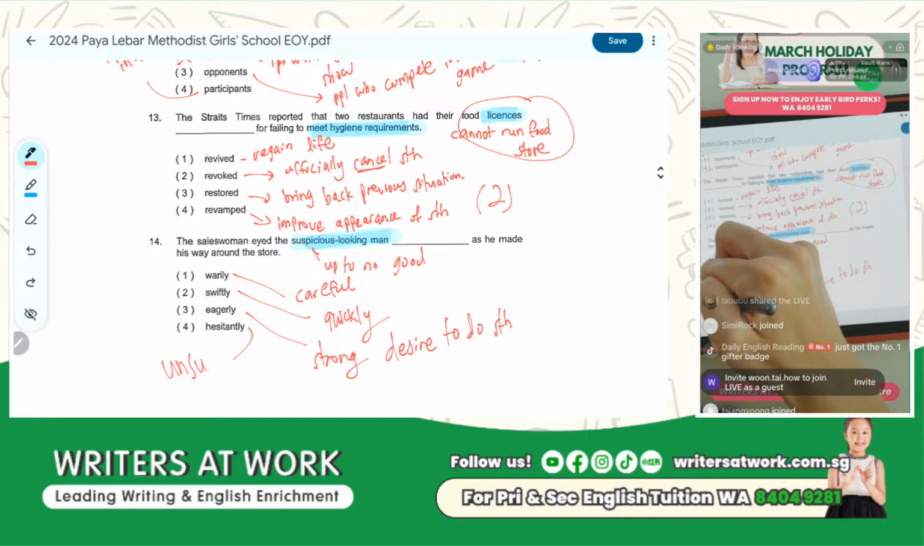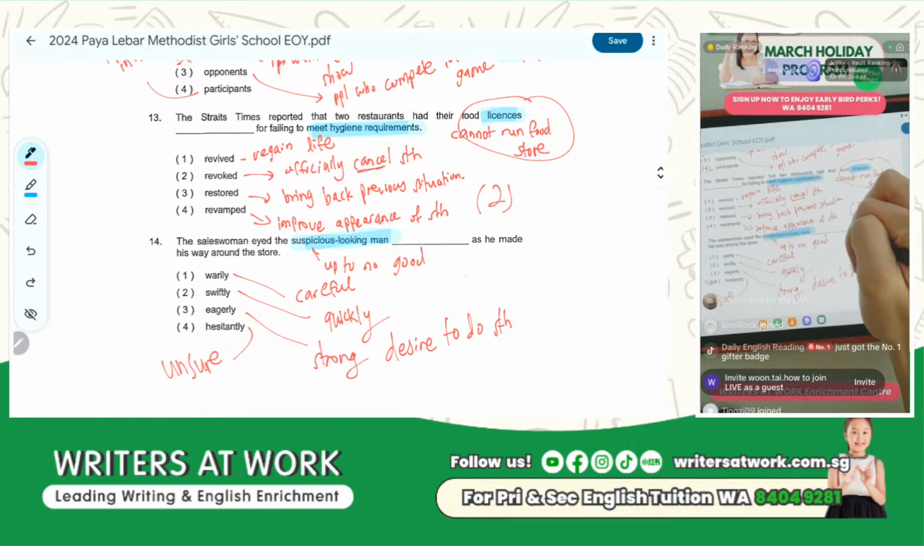Lastly, hesitantly means that you are very unsure. So usually we'll use this word when we talk about people who maybe don't know where to go, so they are very hesitant as they walk around the place. Okay, so for this case, the answer is you are looking at the suspicious looking man very warily. So you are very careful to prevent him from committing crime or doing something bad.